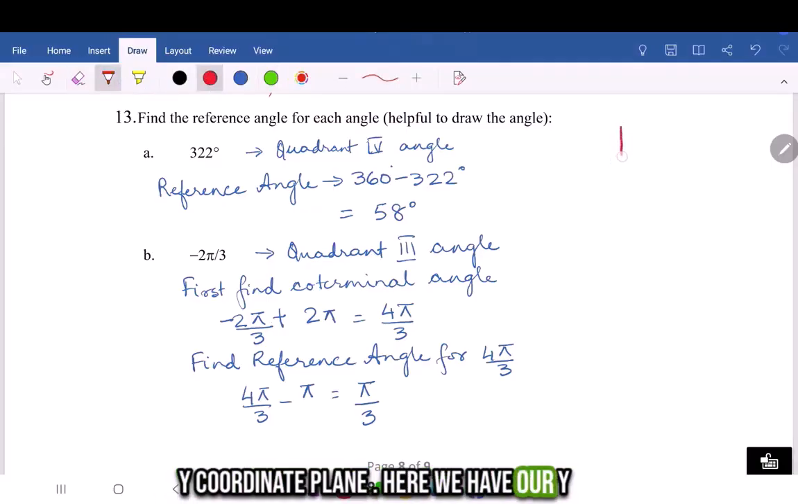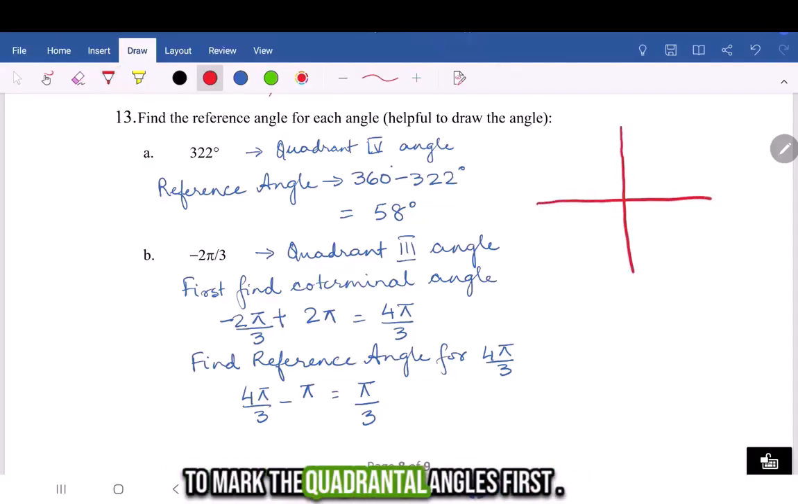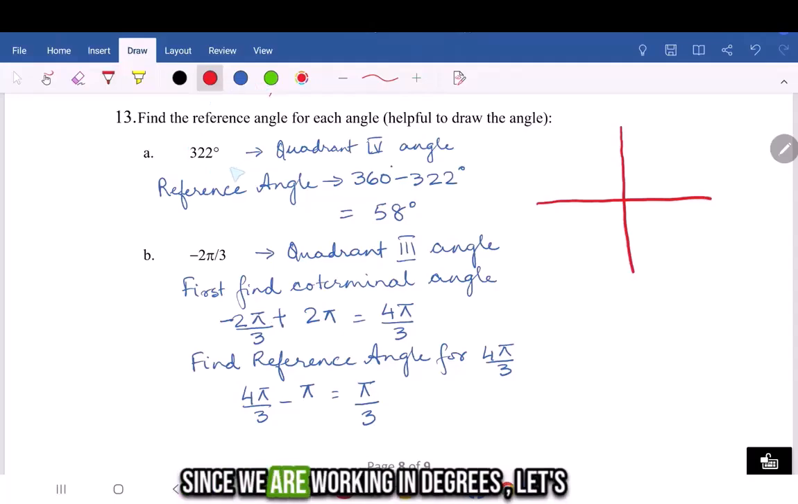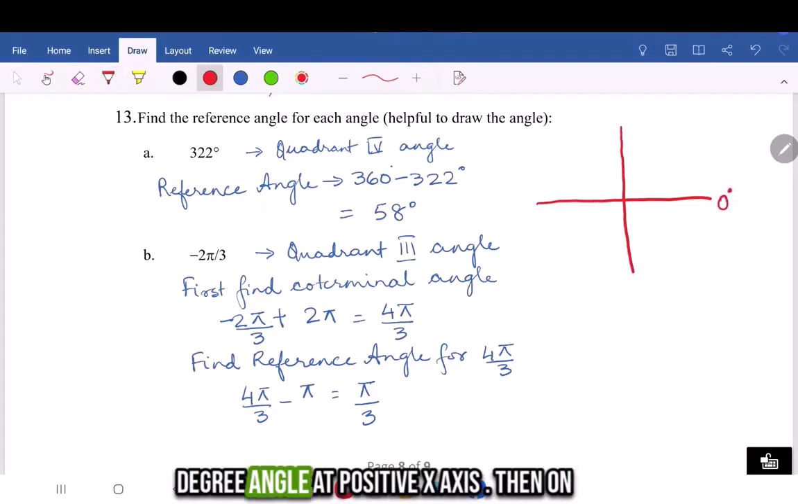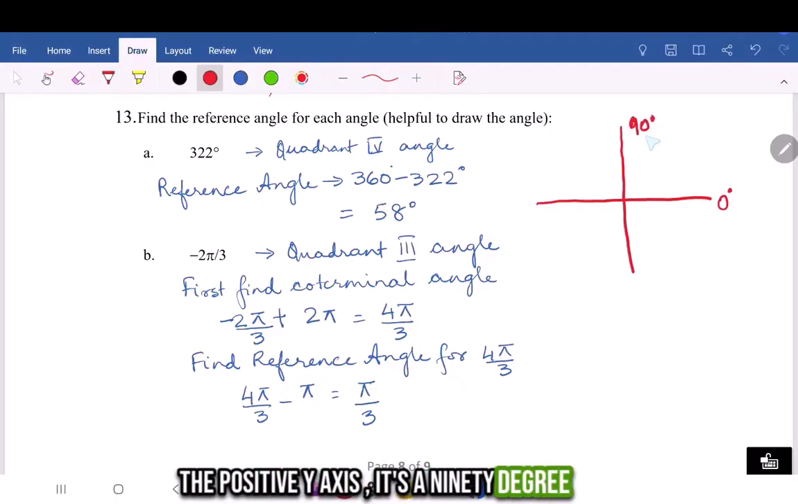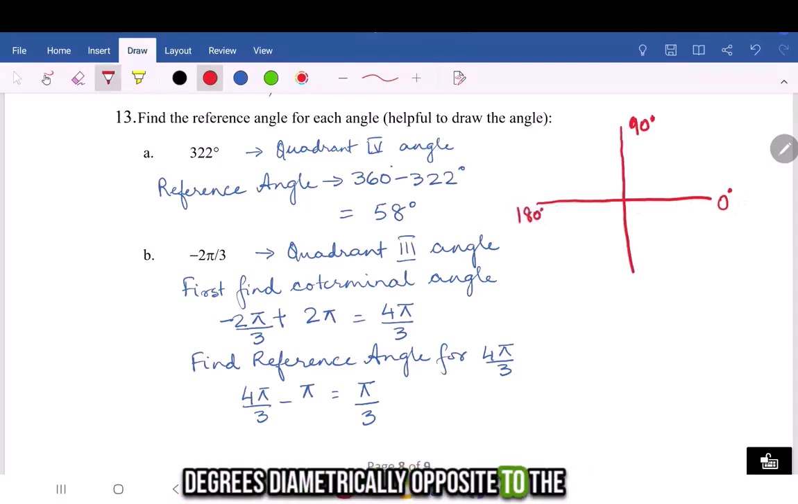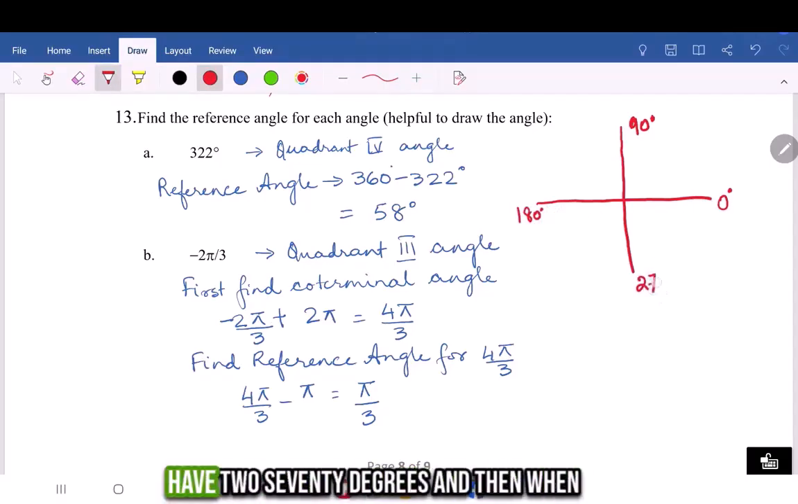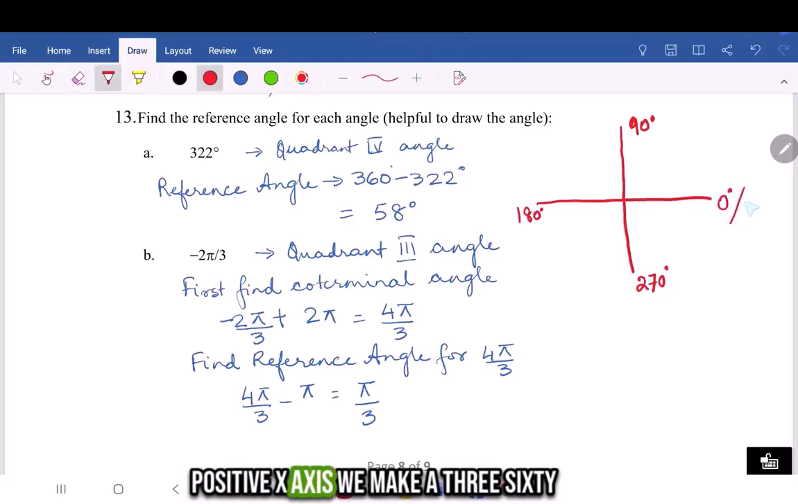Here we have our y-axis and the x-axis intersecting. I'm going to mark the quadrantal angles first. Since we are working in degrees, let's mark them in degrees. We have the 0-degree angle at positive x-axis. Then on the positive y-axis, it's a 90-degree angle. Then we have 180 degrees diametrically opposite to the 0-degree angle. Down below, we have 270 degrees. And then when we come around a full circle back to the positive x-axis, we make a 360-degree angle.